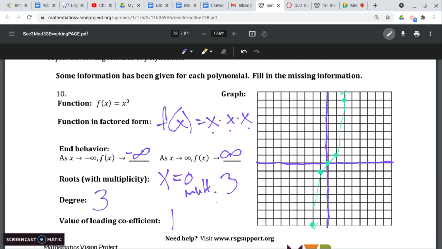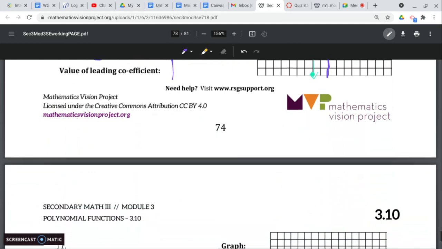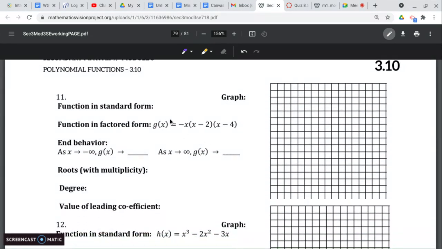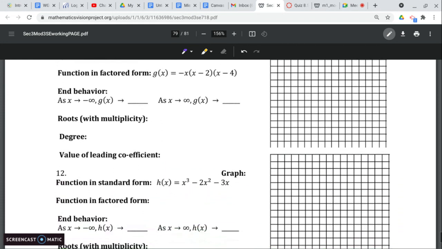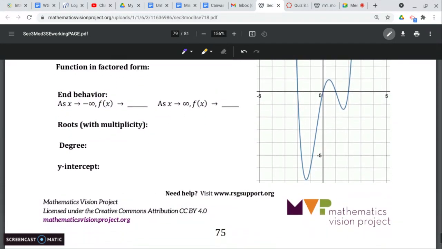So looking at different functions as well as being able to determine the factored form, what the graph looks like, that end behavior, what the roots are, the degree, and the leading coefficient. So here you're given it in factored form, so you're going to be given different forms each time. So you may have the graph, you may have the factored form.